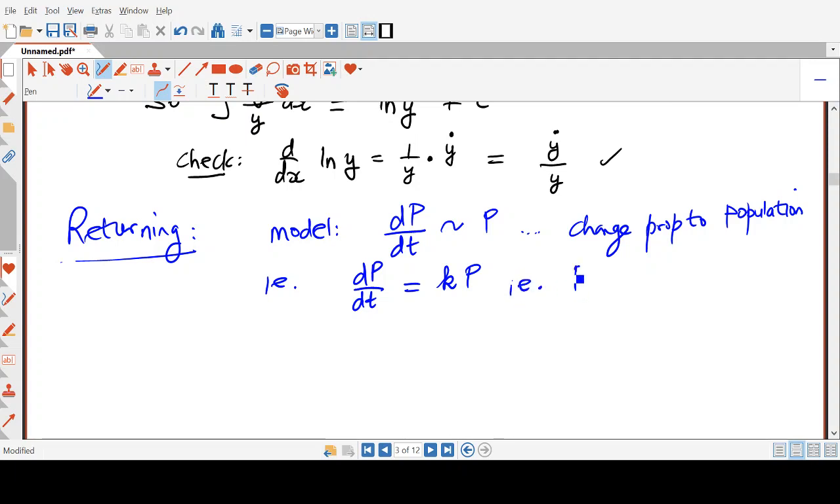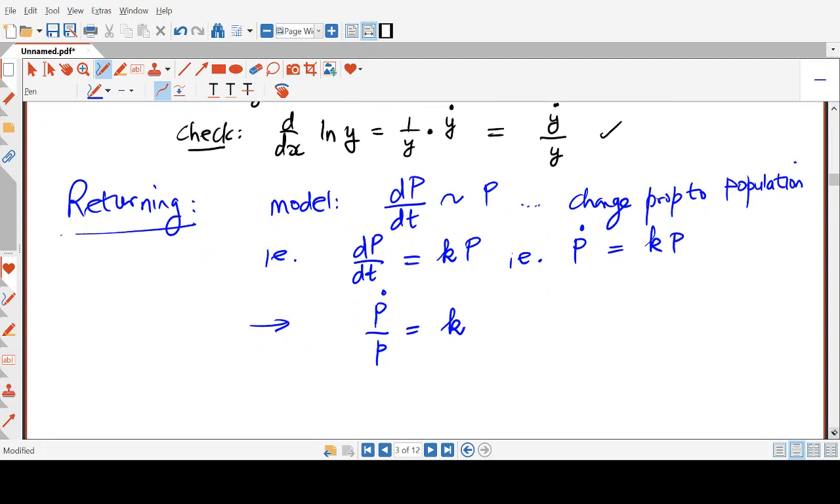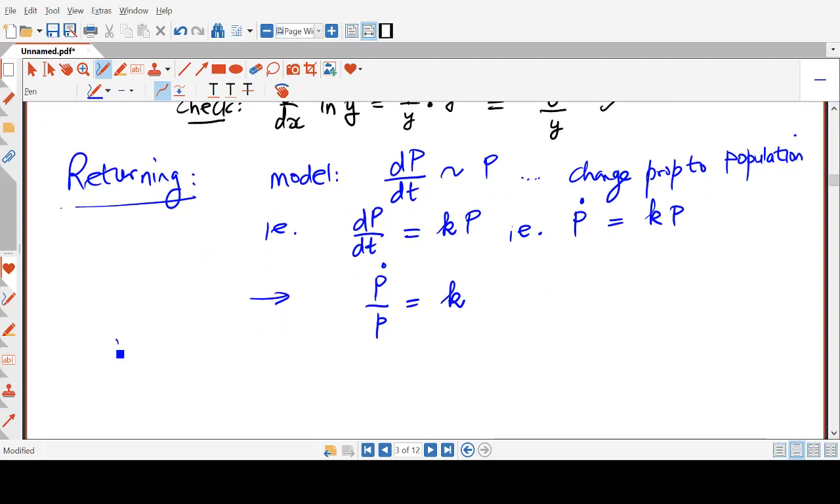Or I can write it as P dot equals kP. Now switch sides. P dot over P equals a constant. Integrate that with respect to t. What's the integral of P dot over P? Integral of a derivative divided by its function. It's a log. It's ln. Ln of P equals, if you integrate k, it'll be kt plus some constant. Let's call it c1.